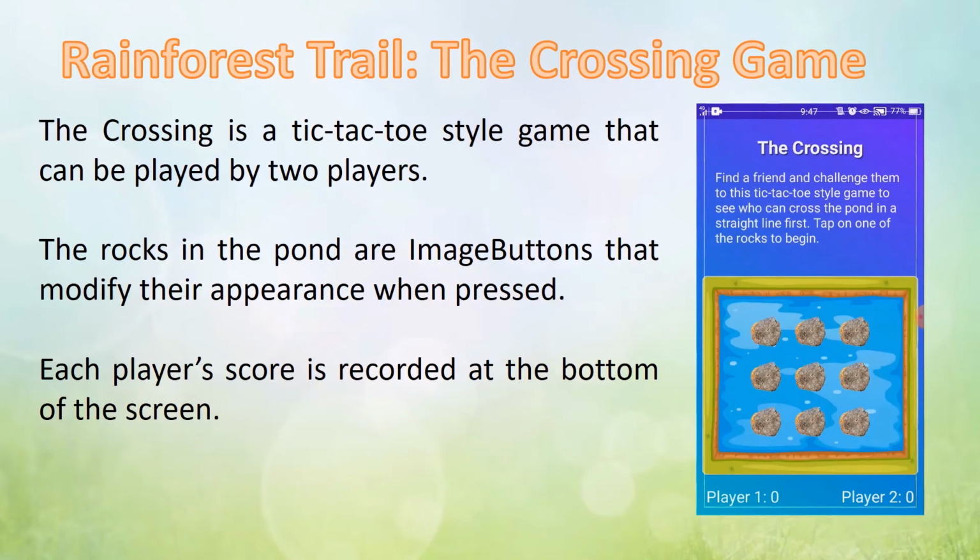The third game on the Rainforest Trail is called The Crossing. The Crossing is a tic-tac-toe style game that can be played by 2 players. The rocks in the pond are image buttons that modify their appearance when pressed. Each player's score is recorded at the bottom of the screen, and users receive a notification when one player wins or there's a draw.